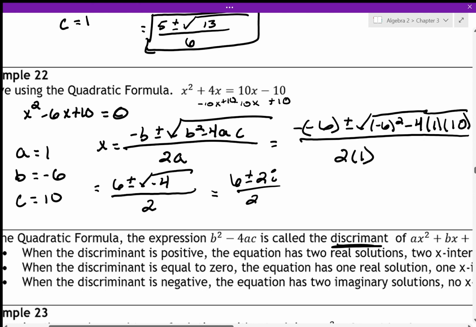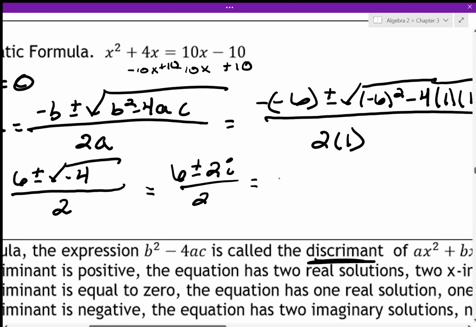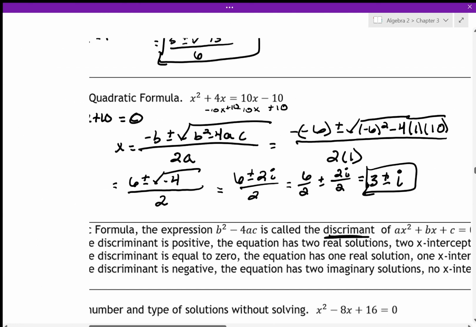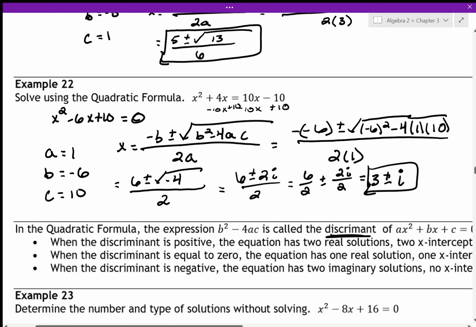And then because everything is even, we can reduce. The way that I think about this is we have 6 halves plus or minus 2i halves, right? I kind of break up that fraction. 6 halves is 3. 2i over 2 is just a plain old i. And that's going to be our answer there. We have 3 plus or minus i.